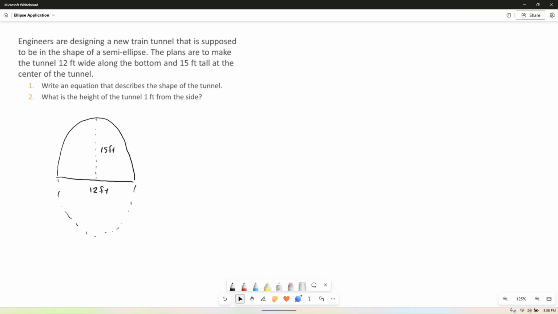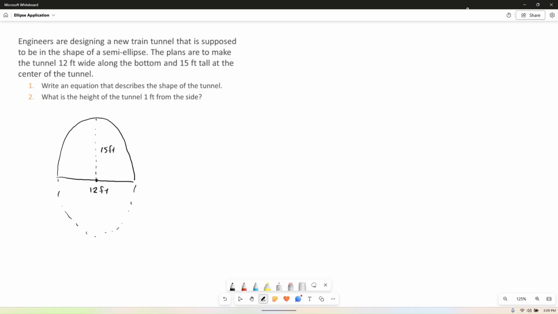I need to know where the center is. And so I need to take the picture I've drawn and place it on the XY plane. I need to know where's the origin, where's the X and Y axes. There are a lot of ways that we could do that, but usually the easiest place is to put the center of the ellipse at the origin. Remember, this ellipse extends above the ground, but it also extends below the ground.